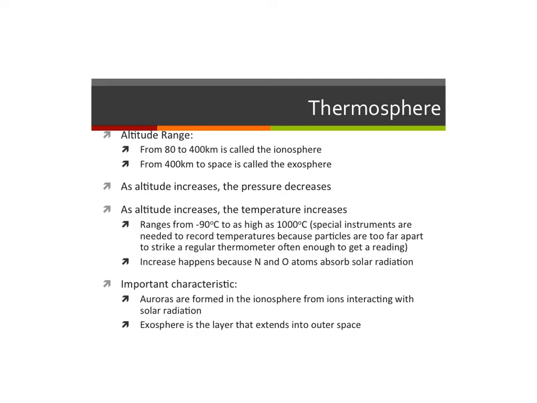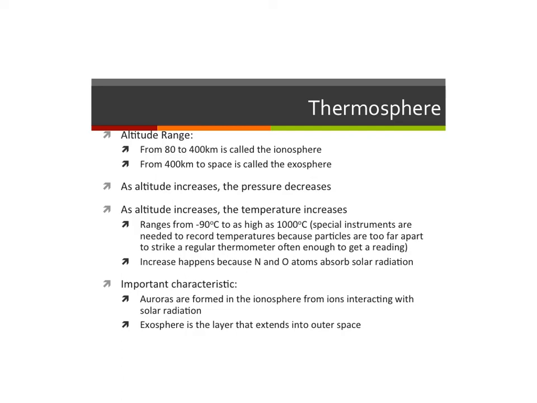If we were to look at that temperature graph that we've seen in class, the temperature starts to increase again, so you have a positive slope on the graph. And it can range from negative 90 degrees Celsius to as high as 1,000 degrees Celsius, as far as scientists know. There are special instruments needed to record those temperatures, because up that high, the particles that make up the air are so far apart that with a regular thermometer, they don't hit it often enough to get an accurate reading of how much energy they have. And so they've had to create some special technology to find that out.